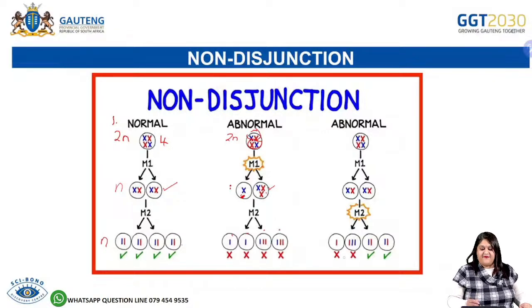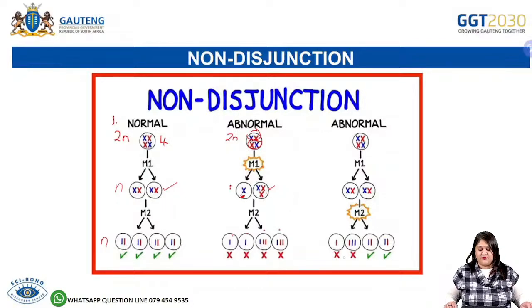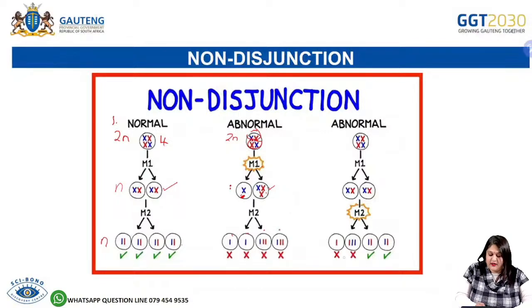So if the mutation or the non-disjunction occurs in anaphase 1, that is going to result at the end of meiosis 2, all the cells are going to be abnormal, because we are going to have 2 cells that have 1 less chromosome, and we're going to have 2 cells that have 1 extra chromosome. You see, so what we can basically say over here is that this one is n minus 1, this one is also n minus 1, and this one is n plus 1, and that one is n plus 1.